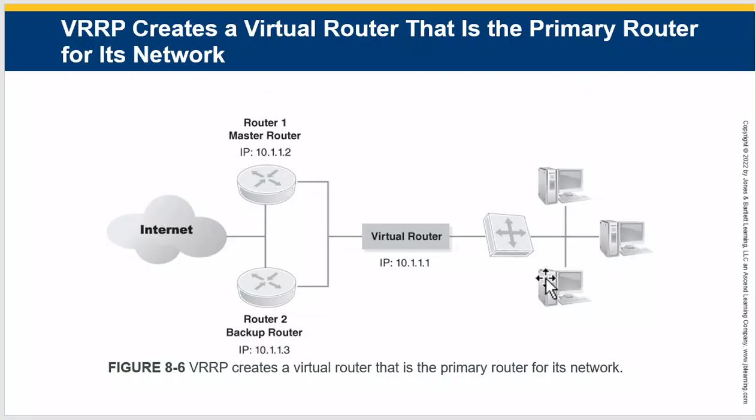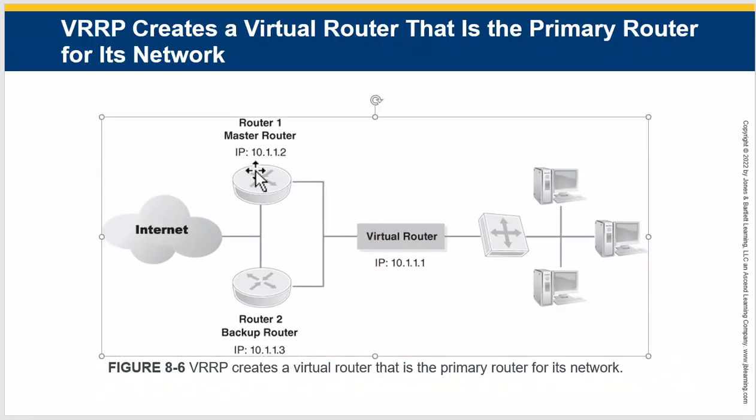As far as these guys are concerned, the virtual router is the router. They don't really care as long as their traffic's getting in and out of the network. Now, the virtual router is going to send its traffic through one of these routers to the network, one or both, depending on how we've got this set up. And if one of these routers goes offline, like you can imagine if all of a sudden this router died, then the virtual router doesn't get affected. It's going to send its traffic through the backup router.